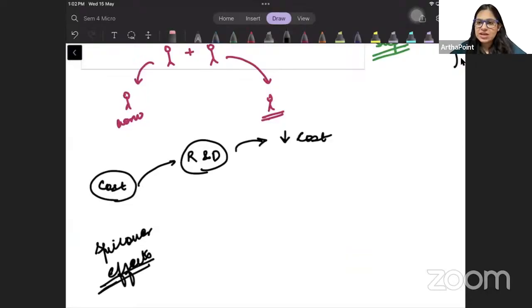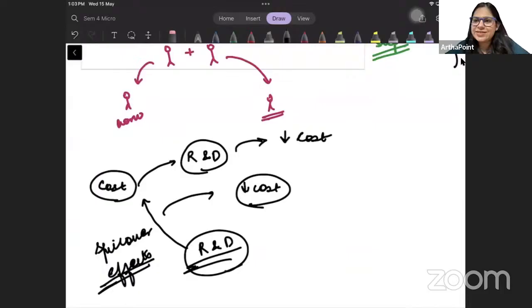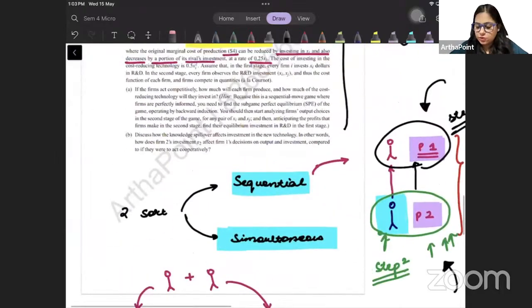और ये स्पिलओवर इफेक्ट्स क्या हैं बच्चे? What are these spillover effects? These spillover effects basically say that if any other firm does research and development, अगर कोई और firm R&D कर रहा है, तो when this other firm does R&D, उसकी वजह से भी your cost can fall because you will just learn to do that from the other firm. There will be some spillover effects. So because of the other firm also your cost can fall. Definitely your cost can fall when you are doing R&D, but because of the other firm also your cost can fall. So this is what it is saying.